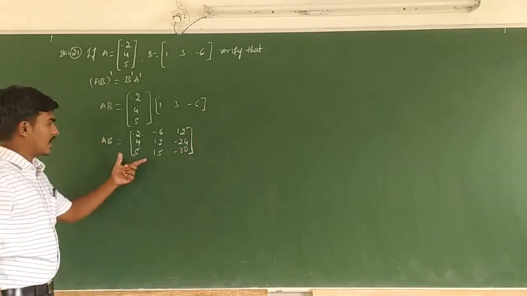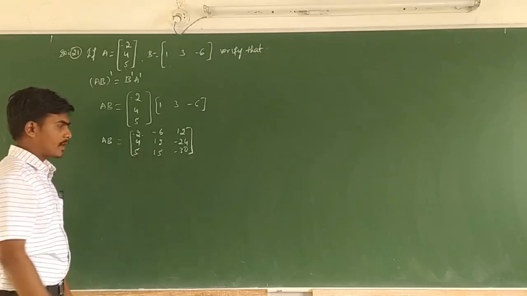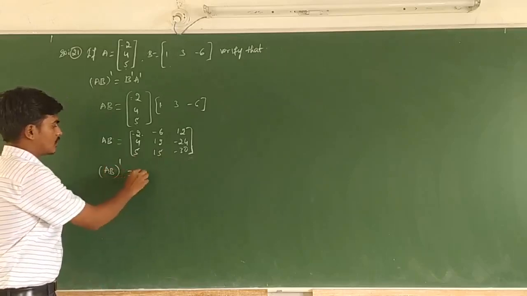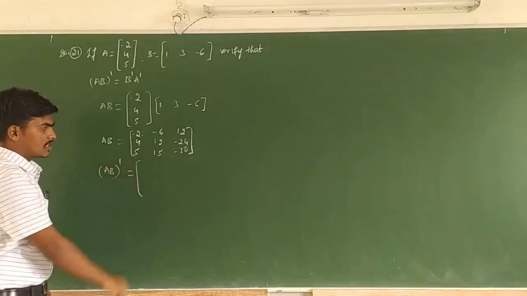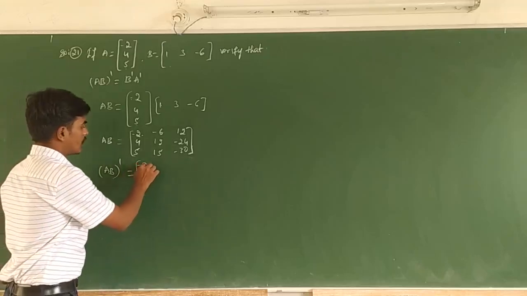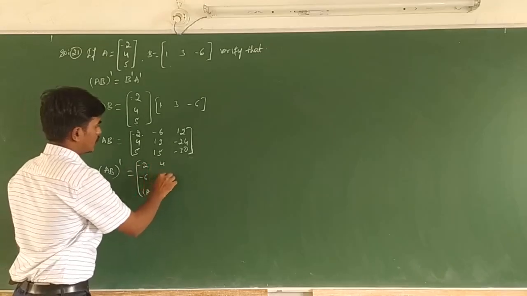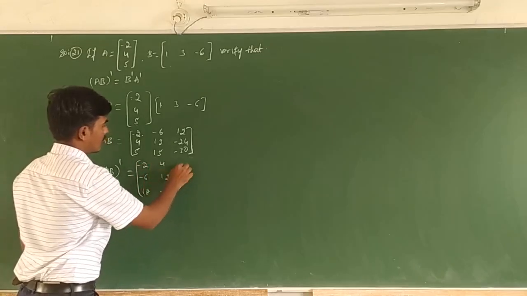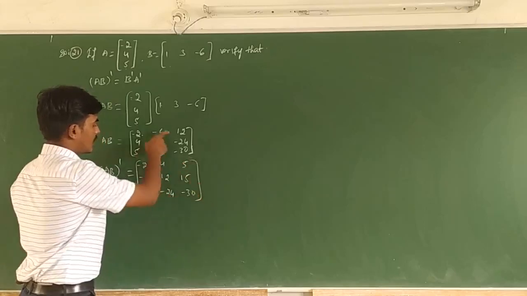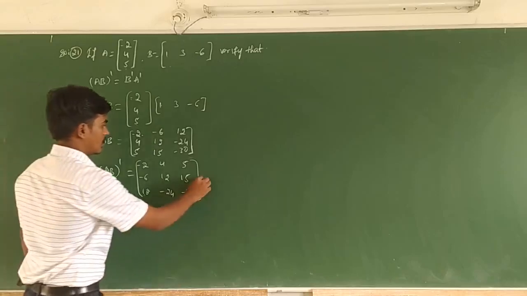When we multiply, we get a new matrix. So I apply the transpose operation to this new matrix. Here transpose of AB is equal to, what do we write? Interchange of rows and columns. Rows and columns must be interchanged. Means minus 2 minus 6 12. Next 4 12 minus 24. Here 5 15 minus 1. Rows and columns are correct. This is what the transpose of AB is equal to.